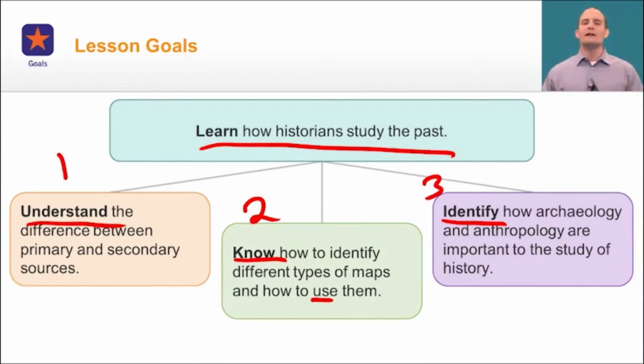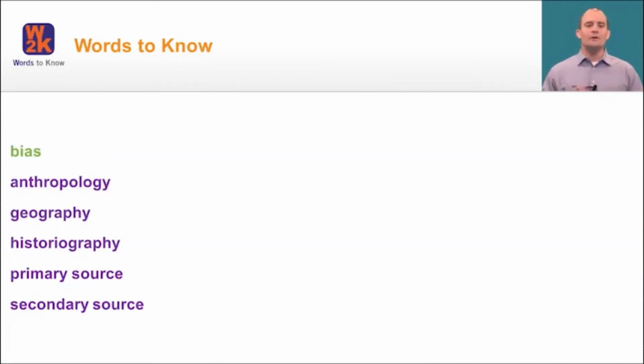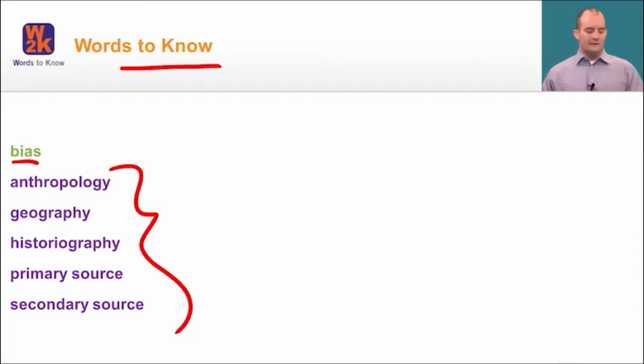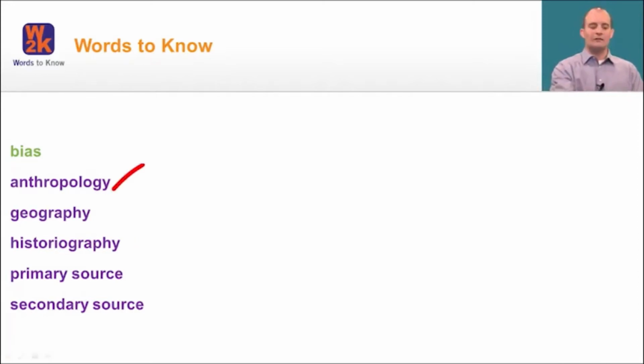But before we start any of that, let's take a quick look at your words to know, which are on the screen here. Now the green word, this is bias. This is your academic word. This is one you will see throughout this course. The purple words, these are your domain-specific words. Now these specifically are anthropology, geography, historiography, primary source, and secondary source.